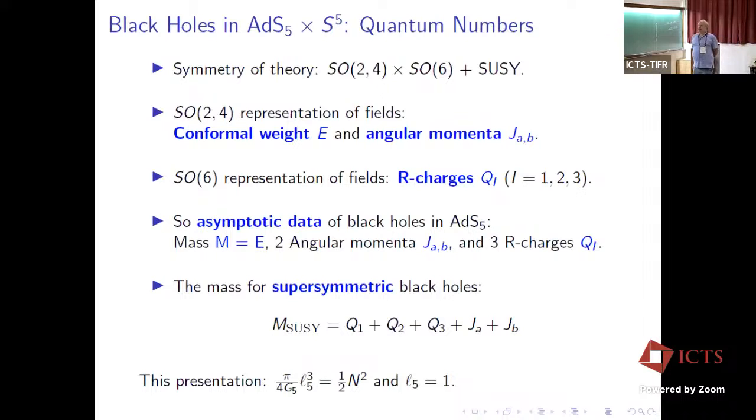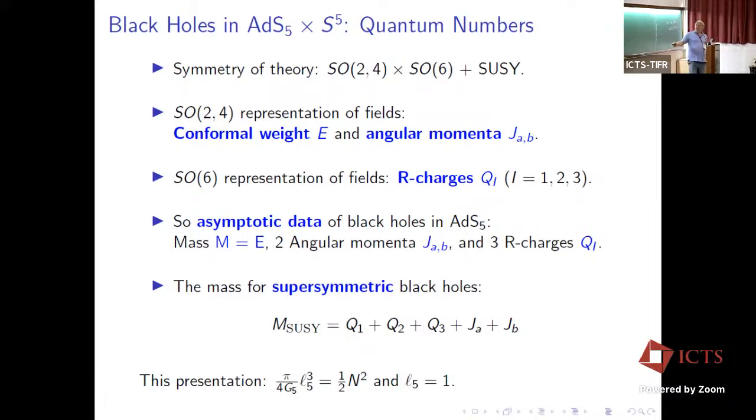Let's just get settled in AdS5 cross S5. I told you just generally that we're interested in what the charges are. Well, in this particular context, our charges are related to the symmetry of the theory. We have an SO(2,4) conformal group. The rank is 3 here, so there's an energy, and there are 2 angular momenta within the AdS. SO(6) is also rank 3, so there are 3 angular momenta within the sphere. So we have a conformal weight energy, 2 angular momenta, and then these 3 R charges.